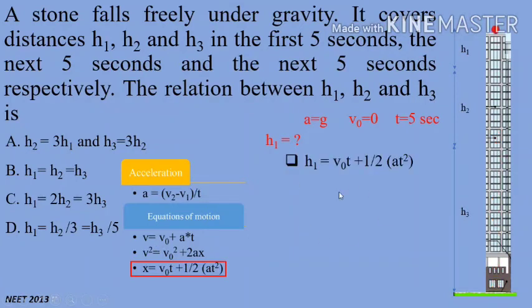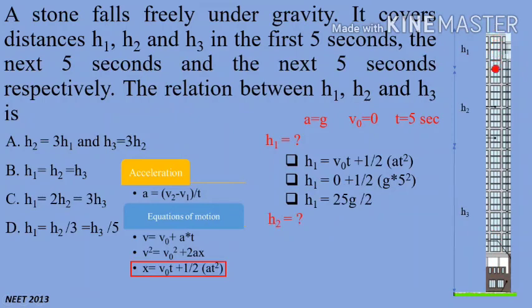So let us put the values in this third equation of motion. So it becomes, because v0 is equal to 0, this term becomes 0 and time is 5 seconds where acceleration is g. So this total value, if you calculate, it will be equal to 25 g divided by 2. So similarly, we can find out the value for h2 also.